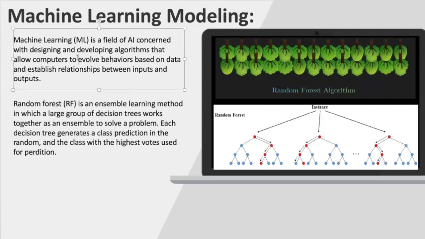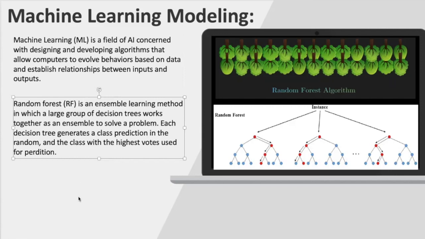Let's define what, in general, a machine learning technique is. It's a kind of numerical simulator or algorithm that allows a computer to learn from data and predict some other scenarios. So we selected the random forest, which is an ensemble learning method with a large group of decision trees working together as an ensemble to solve a problem. Each decision tree generates a class of prediction randomly, of course, and the class with the highest votes will be taken for prediction.